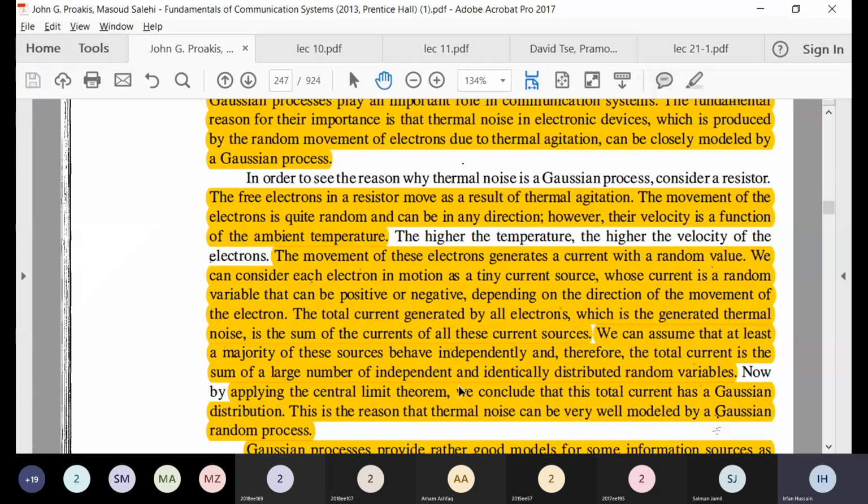The total current generated by all the electrons, which is the thermal noise, is the sum of the currents of all these current sources. And we can see that most of them are independent. Every electron is moving independently. This we also saw in electromagnetics. So the total current is actually the sum of a large number of independent identically distributed random variables.